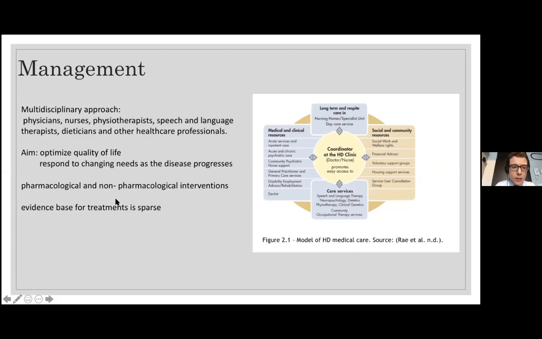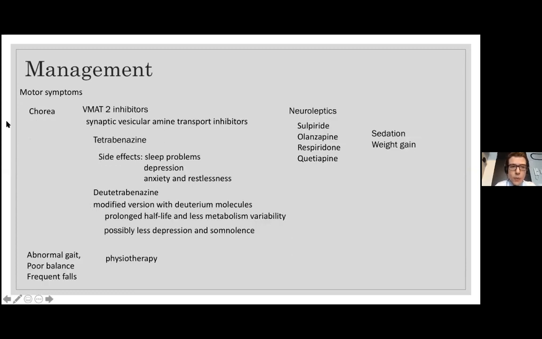And then let's look at pharmacological and non-pharmacological interventions. For chorea, we have VMAT2 inhibitors, such as tetrabenazine and deutetrabenazine. Tetrabenazine helps with chorea, but can lead to sleep problems and particularly depression and anxiety. Deutetrabenazine is a modified version that has a longer half-life and possibly less depression and somnolence. We can also use neuroleptics for chorea, such as olanzapine, but they naturally cause sedation and weight gain, which in this case isn't necessarily a bad thing.